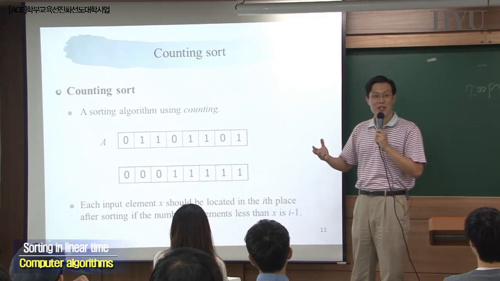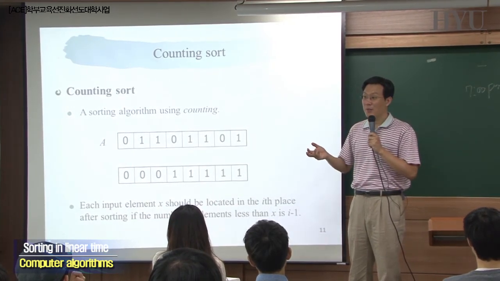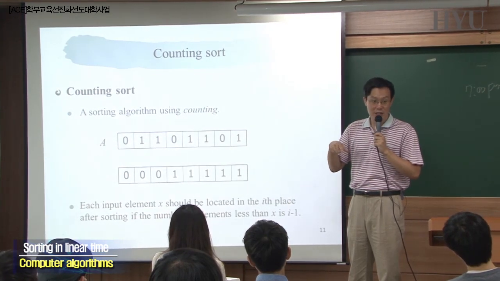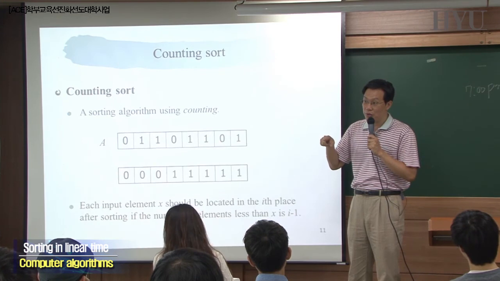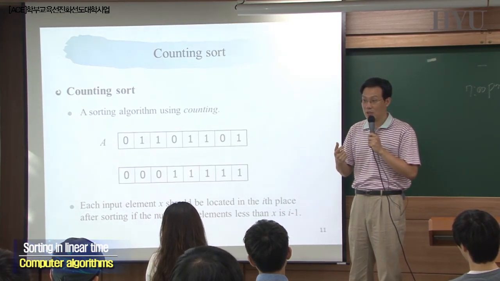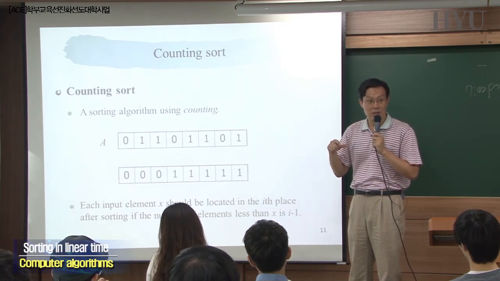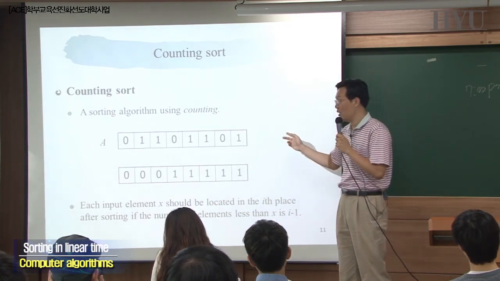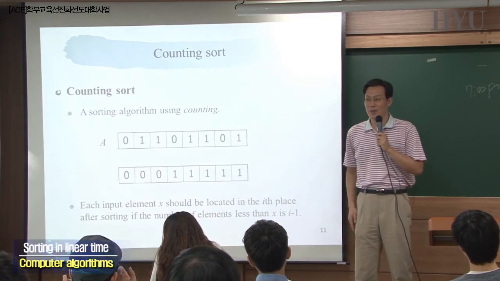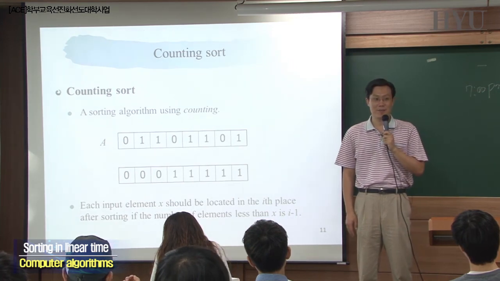We can use insertion sort, heap sort, or merge sort. But we know that insertion sort takes big O of n squared time, and heap sort and merge sort take big O of n log n time. But there is a way to sort this array in linear time, big O of n time. What is it?